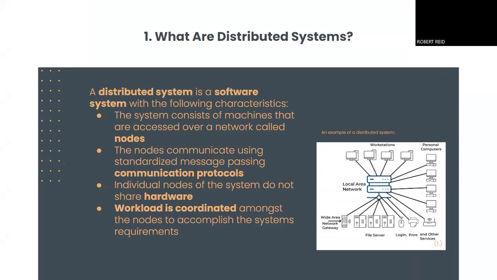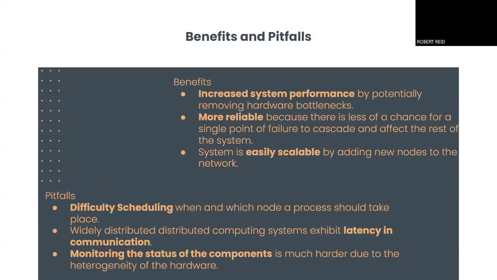What is a distributed system anyway? A software system that consists of a set of machines that are accessed over a network that are called nodes. These nodes communicate using standardized message passing protocols, and they do not share any hardware. The workload in these machines is distributed so that they can all accomplish a single task or provide a service.